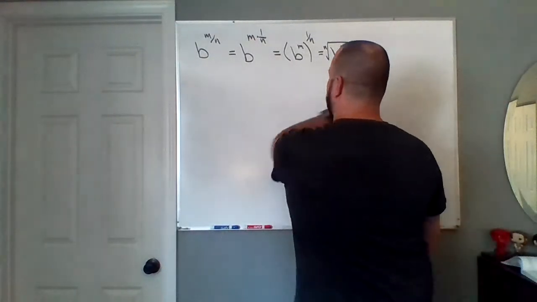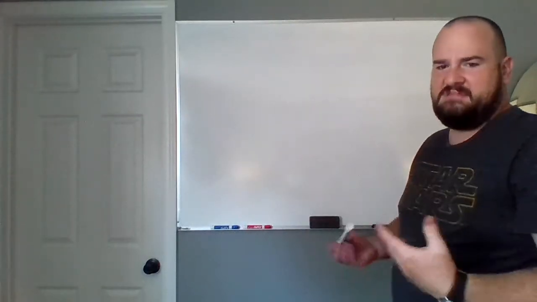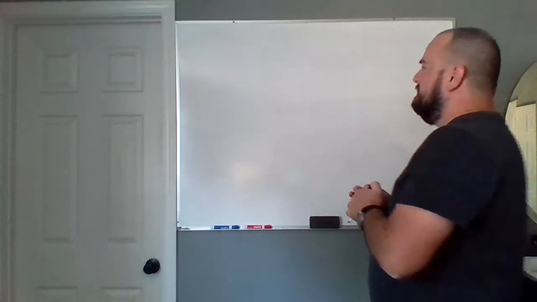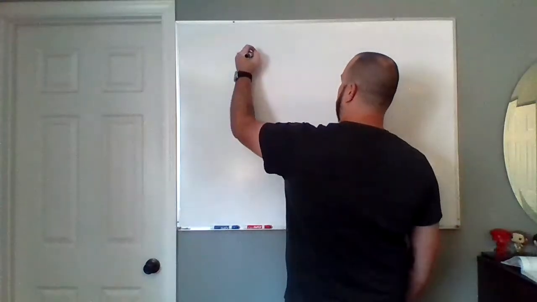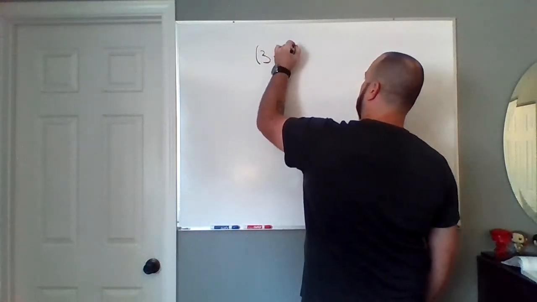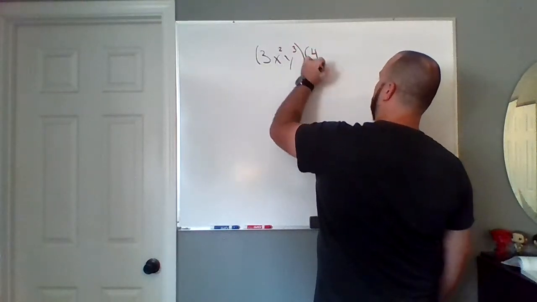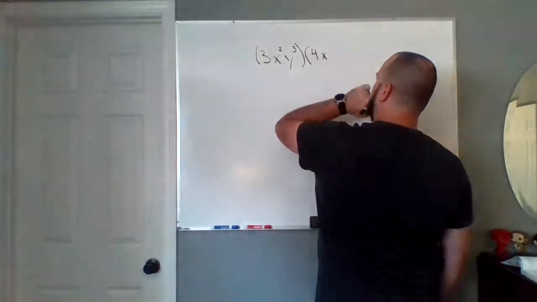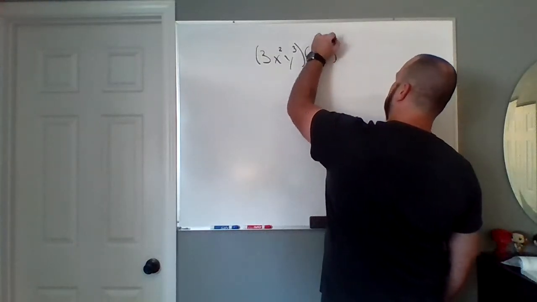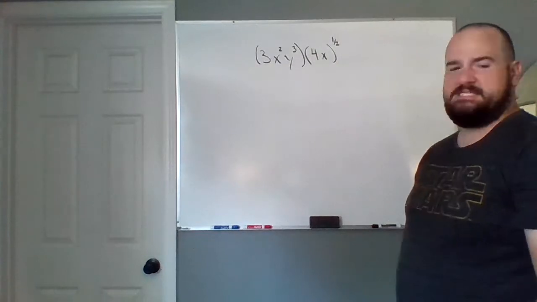And I'm going to do a very, very simple example because last video we did a few examples. So this example could be something as simple as, let's say we have 3x squared y to the third times 4x to the 1/2. Okay, that's it.